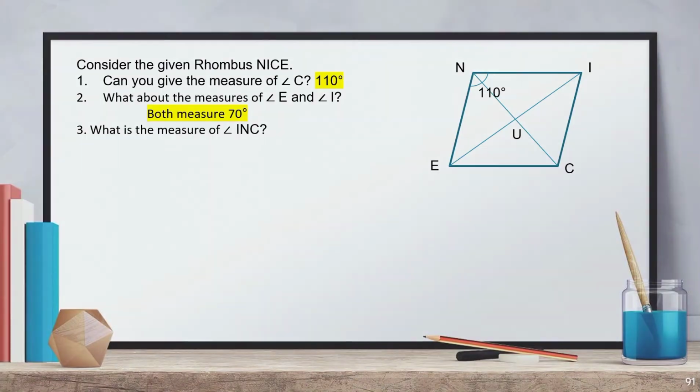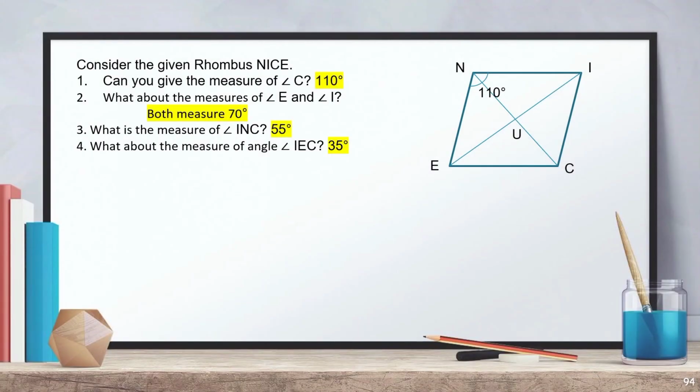What is the measure of angle INC? It measures 55 degrees, which is 1/2 of 110 because diagonals of a rhombus bisect opposite angles. What about the measure of angle IEC? It is 35 degrees. Since it is 1/2 of angle NEC, which measures 70 degrees, therefore 1/2 of 70 degrees is 35 degrees.